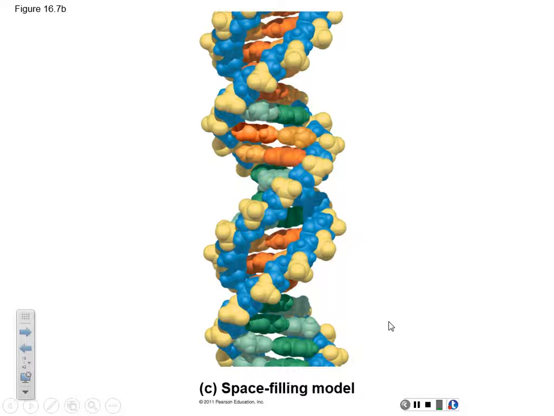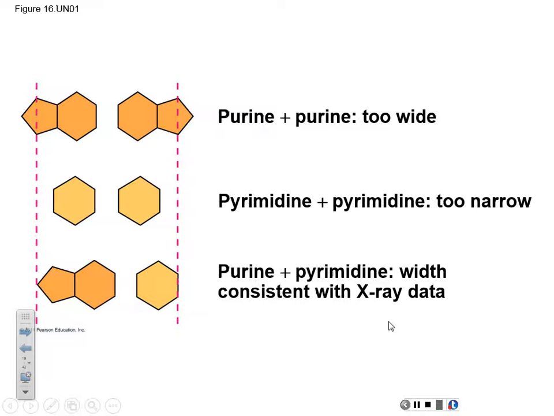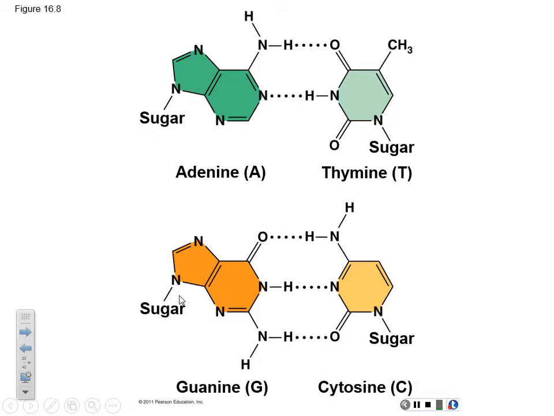And there it is. It's a ball and stick three-dimensional space-filling model of what DNA looks like. And I've already talked with you about all this stuff. If you try to hook up two purines, it's too wide. You try to hook up two pyrimidines, it's not wide enough. A purine and a pyrimidine, just right. It's the Goldilocks sort of combination.